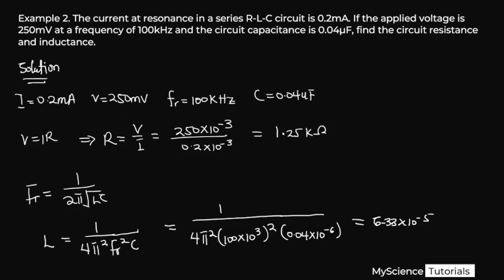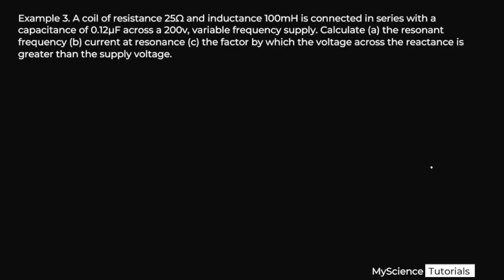And if we bring this over here, to one decimal place, we are going to have that to be 63.3, and this becomes times 10 raised to the power minus 6 Henry, or someone will just write 63.3 micro Henry as our inductor. So let's go ahead and look at one final example.